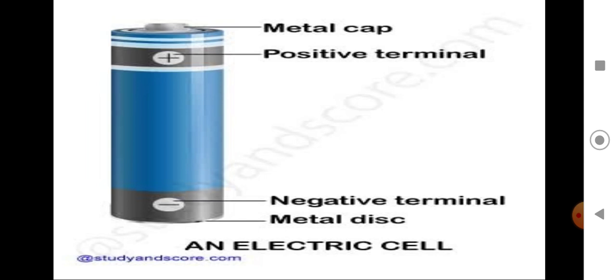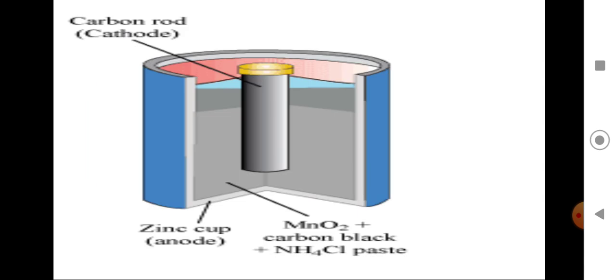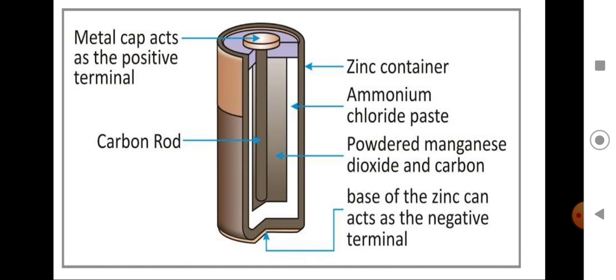See the positive terminal, like a metal cap up, it will be there, and down there will be a metallic disc. Again we have a close look. You see what is there inside, how it is able to produce current. So there will be a carbon rod inside. You should not do that, but when we break it open and see, inside there is a carbon rod and there is a zinc cap, and also some chemicals are there. Ammonium chloride paste is there.